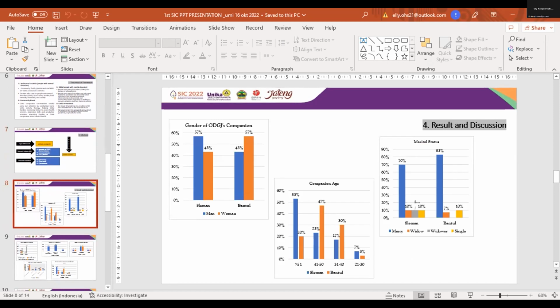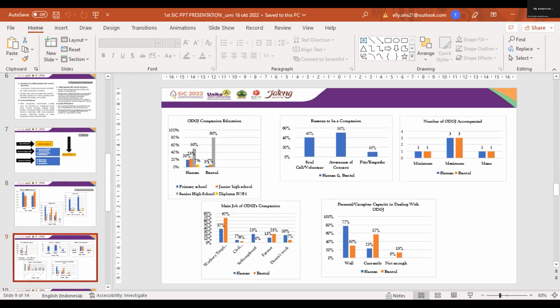And research and discussion, we can see the gender of ODGJ's companions in Sleman and Bantul. In Sleman, 57% are men, and in Bantul, 57% are women. Companion age: over 51 years old, 53% in Sleman, and in Bantul, 41 to 50 years old, 47%. About marital status, in Sleman it was 70% married and 80% in Bantul.